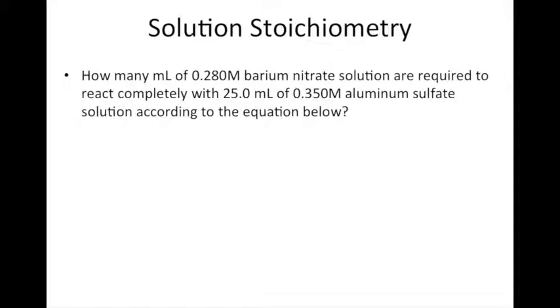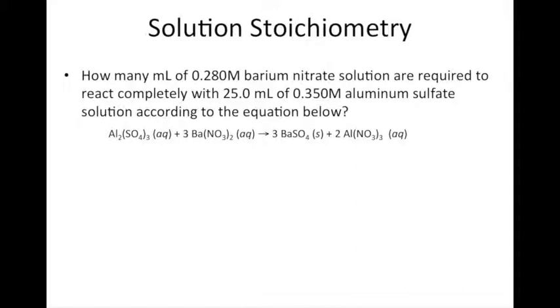How many milliliters of a 0.280 molar barium nitrate solution are required to completely react with 25 milliliters of 0.350 molar aluminum sulfate solution according to the equation below? Well, I haven't shown you the equation. Pause the video for just a minute and see if you can write the balanced chemical equation. This would be a double replacement reaction. See if you can write the equation. Pause the video. Okay. So here we have our balanced chemical equation.